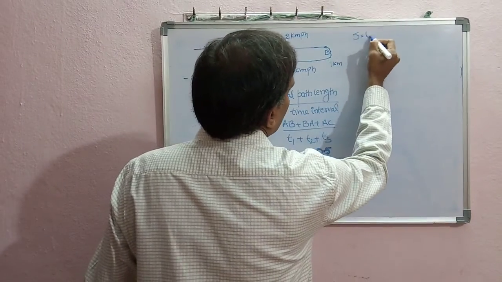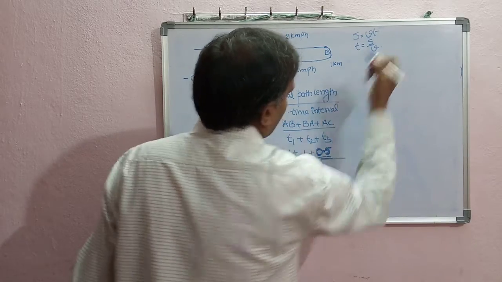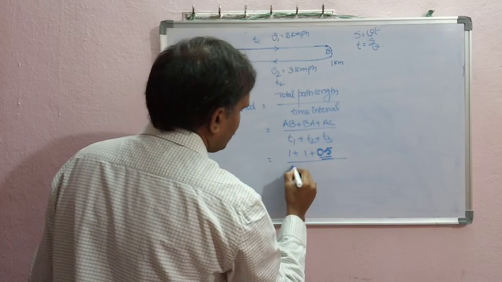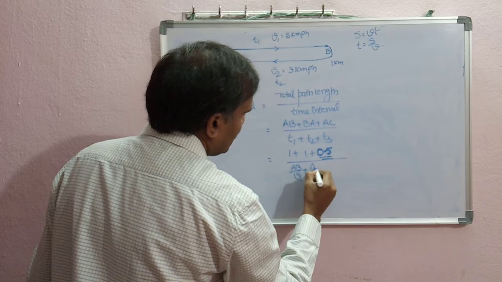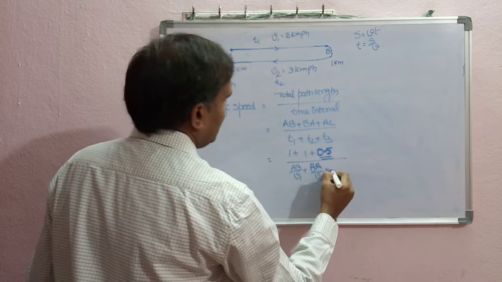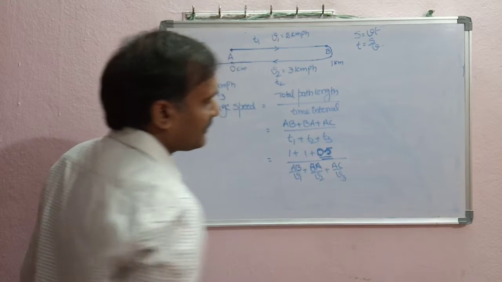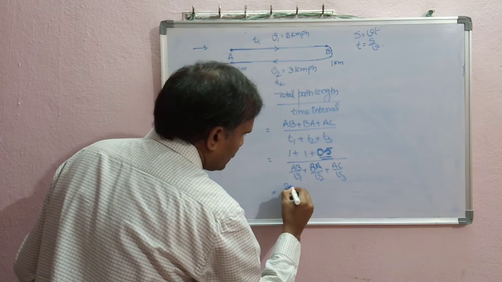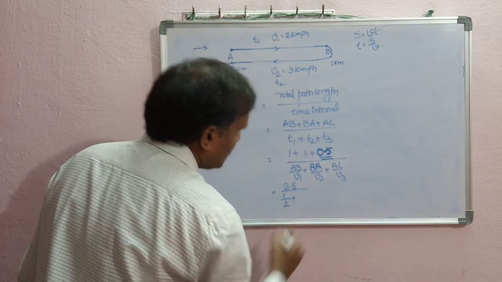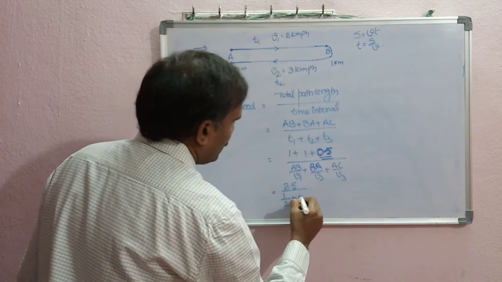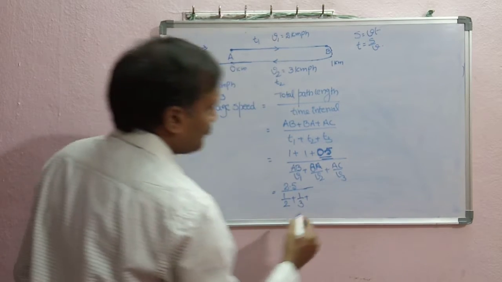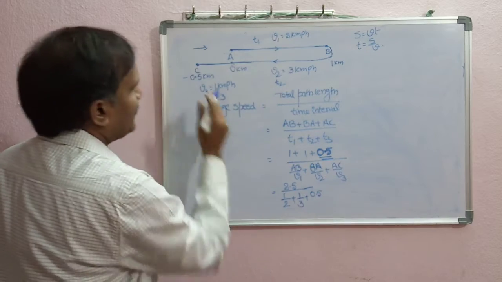S is equal to V into T. Therefore, T is equal to S by V. That's why T1 is equal to S by V1, where S is AB. So AB divided by V1, plus BA divided by V2, plus AC divided by V3, which is equal to 2.5 divided by: 1 divided by V1, which is 2 kilometers per hour, plus BA, 1 divided by 3 kilometers per hour, plus AC, 0.5 divided by 1 kilometer per hour.